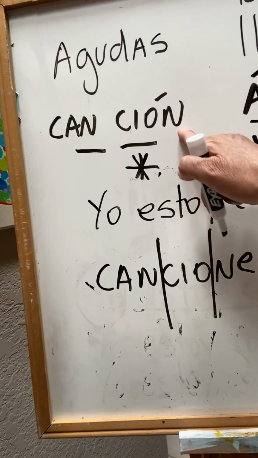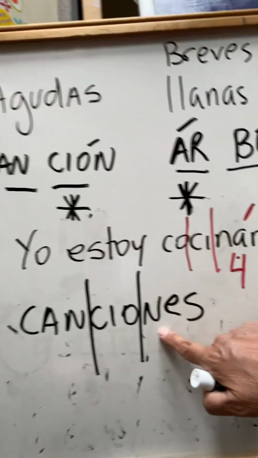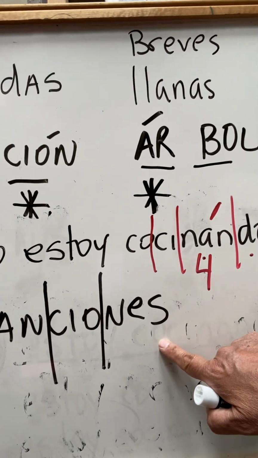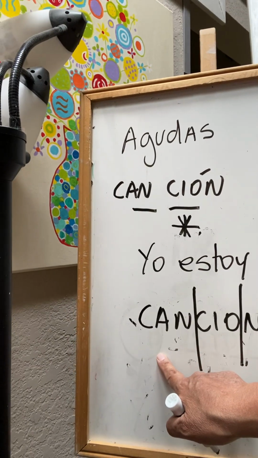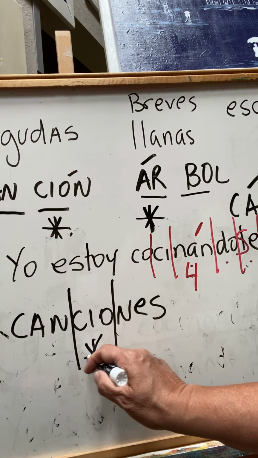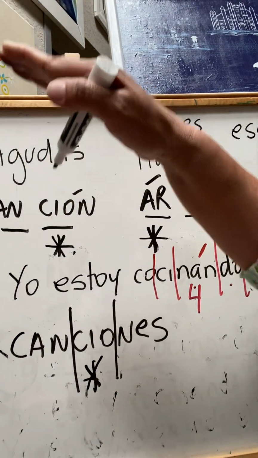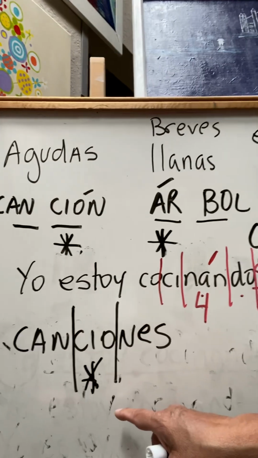So we moved from having the N in the singular form to having the N as part of the last syllable. So then, where is the tonic accent? Is it still here in the middle? Is it in the end? Or is it up here? It really hasn't changed. It's now here. So you're saying canciones. Make sense?